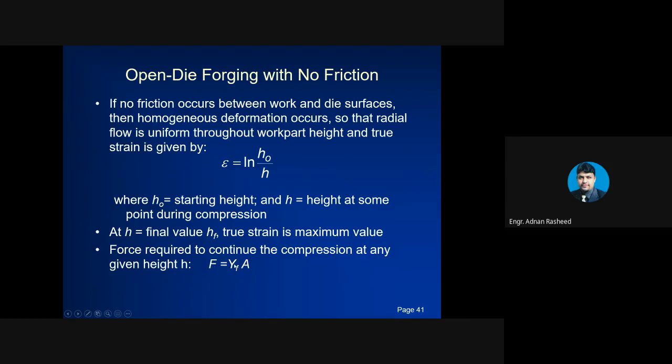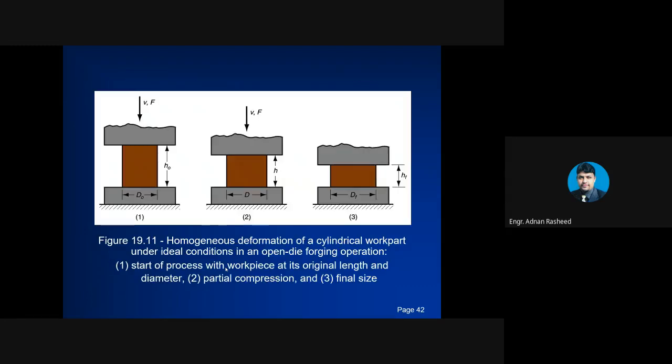Similarly, you know that flow stress is equal to force per unit area. So if you multiply flow stress with the area, you will get the force required to continue the compression. Now you can see the initial height and initial diameter, and after pressing it, at any instant of time you can get the diameter D and height h, and this is the final diameter Df and height hf. The first is the start of the process with the workpiece at its original length and diameter, the second is partial compression, and the third is the final size.